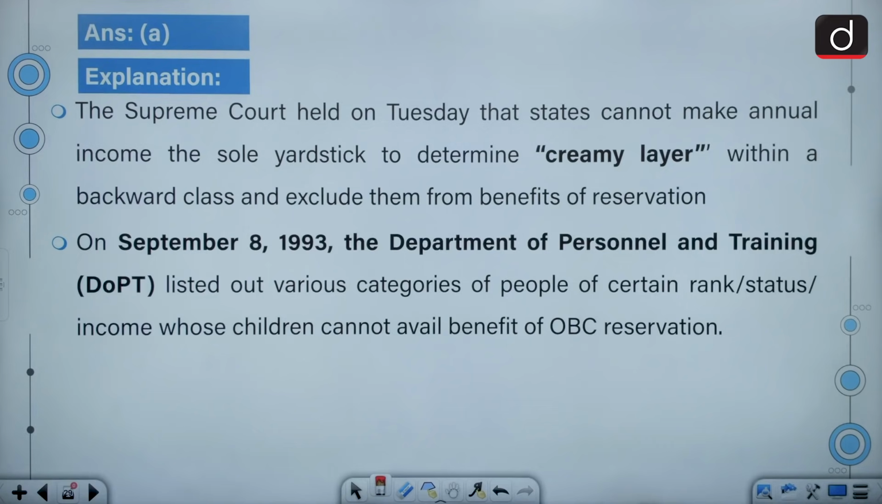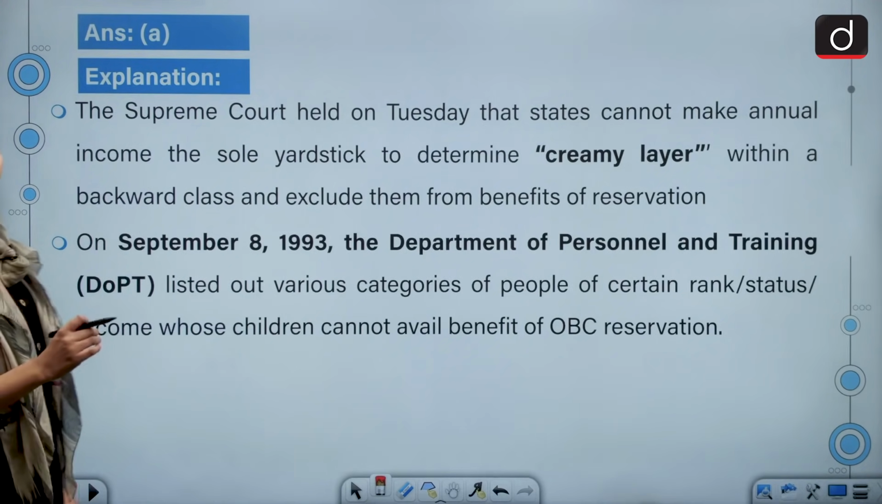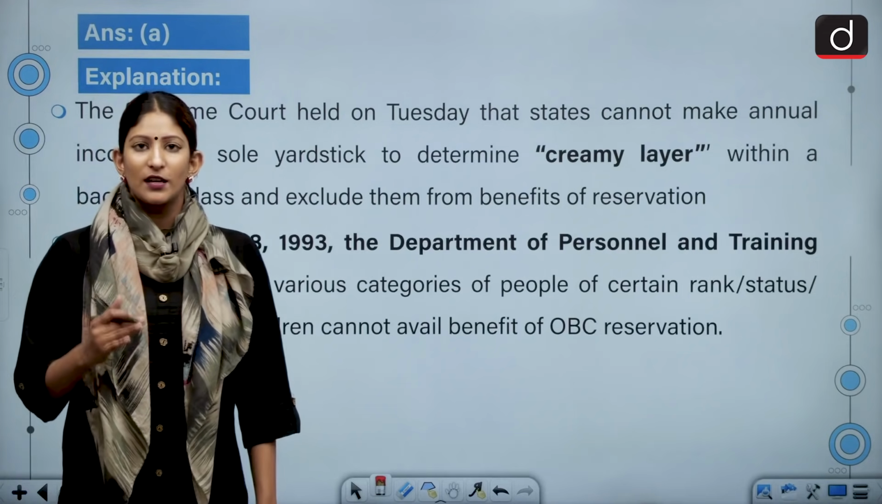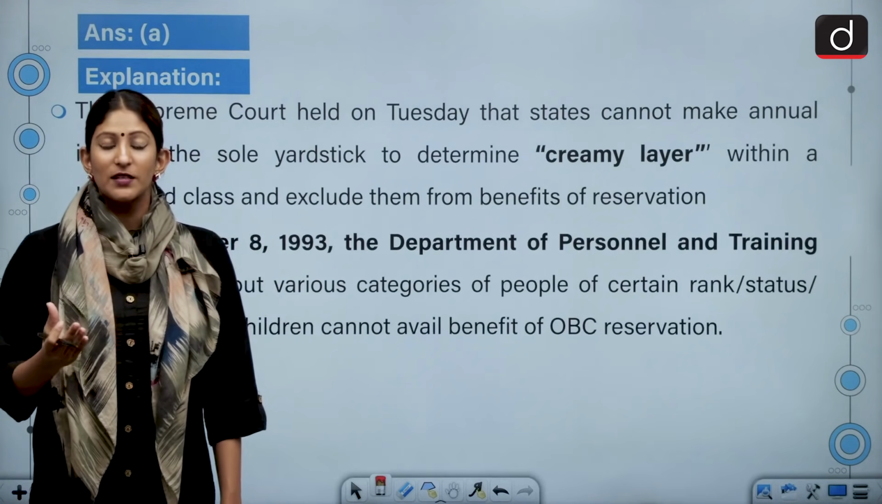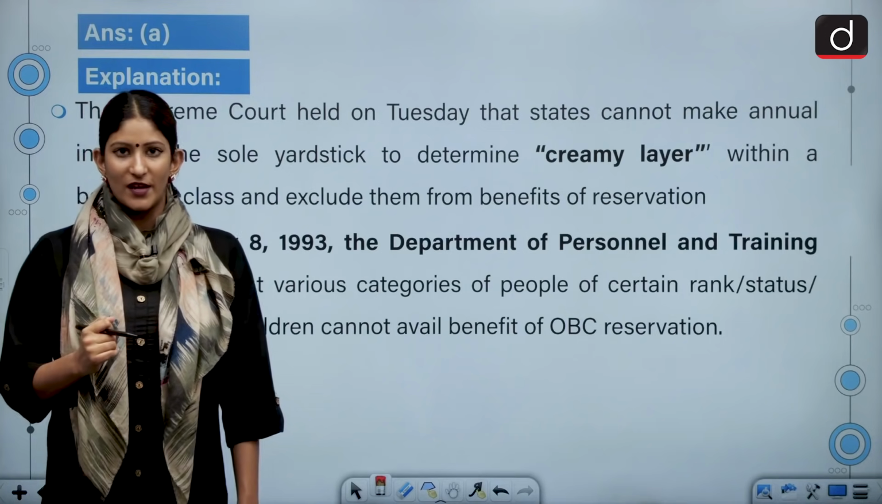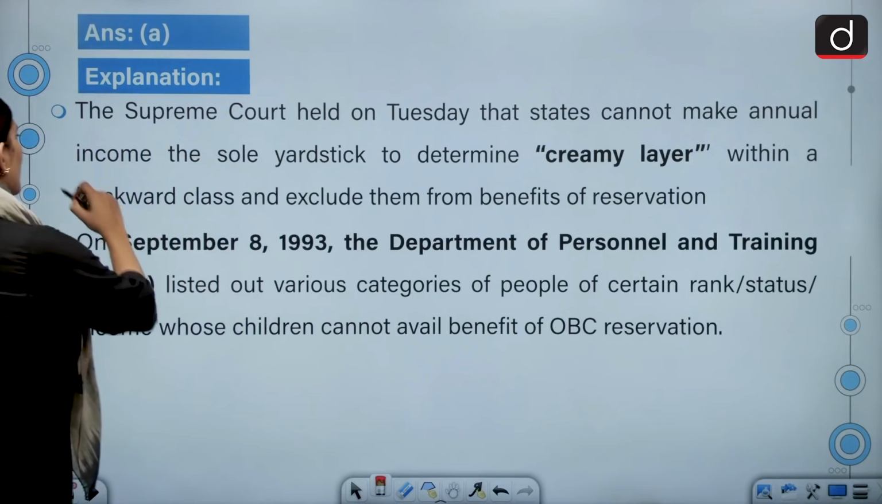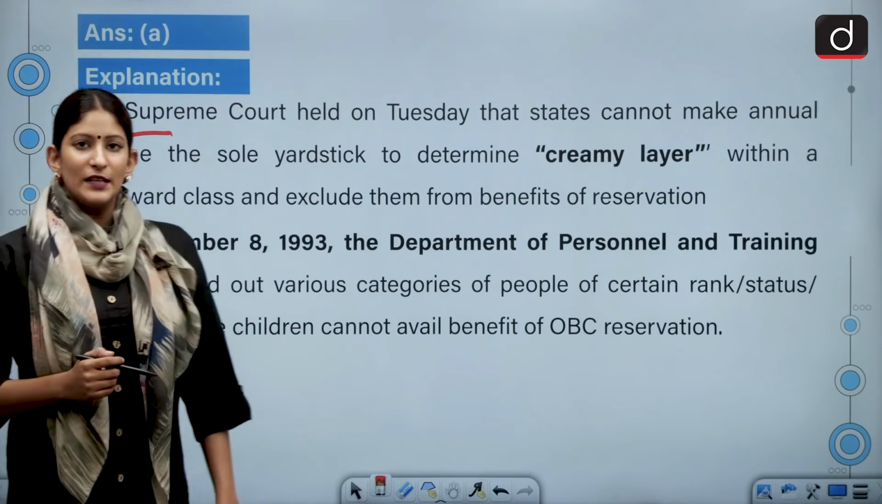The Supreme Court held on Tuesday that states cannot make annual income the sole yardstick to determine creamy layer within a backward class and exclude them from the benefits of the reservation. That means there are many other things that should be taken into account. First is the social advancement, and second, the representation in the government spheres. So, if you want to know more about it, I have covered this in the new series, you can watch it.